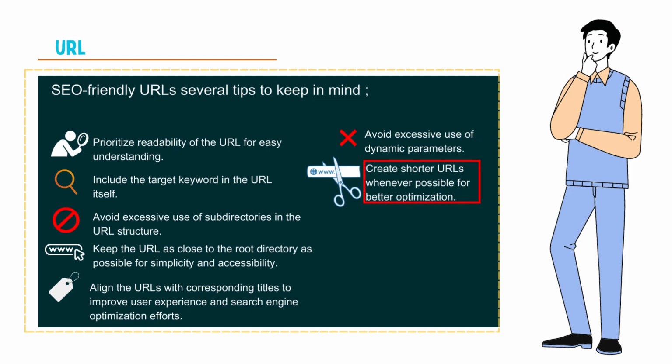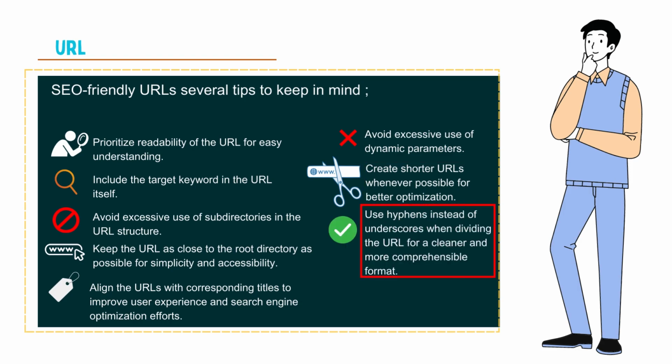Whenever possible, it is advisable to create shorter URLs as they are more favorable. The general rule of thumb is that the shorter the URL, the better. When dividing words in a URL, it is recommended to use hyphens instead of underscores, as it results in a cleaner and more easily comprehensible format. Search engines also tend to interpret hyphens more smoothly.